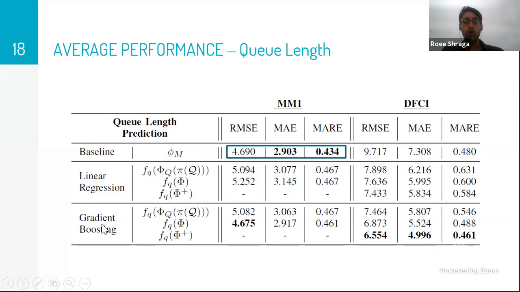While this fact holds for the MAE and MARE, we see that our method provides a slight improvement in RMSE. For the DFCI dataset, the suggested full feature set provides the best prediction. This demonstrates the effectiveness of our approach in real-world scenarios, especially when additional features are available.